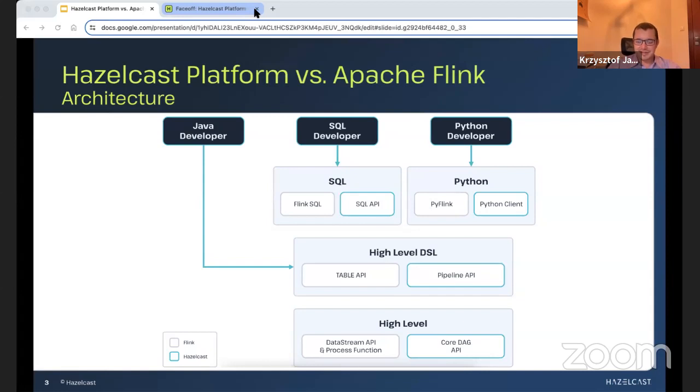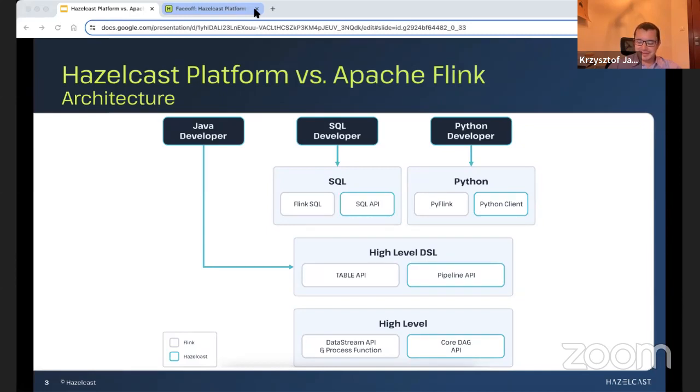So a job defined that way can be scaled if we run multiple instances of the processors. It can be distributed. Another important thing is fault tolerance and processing guarantees. In case of failure, you don't want your job to lose state or lose some messages that were processed by the job.